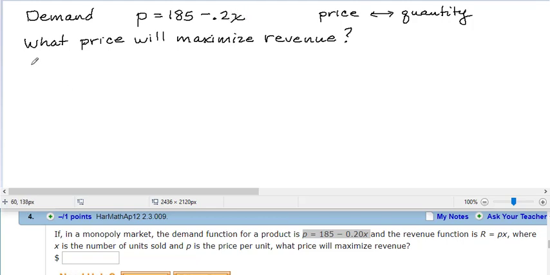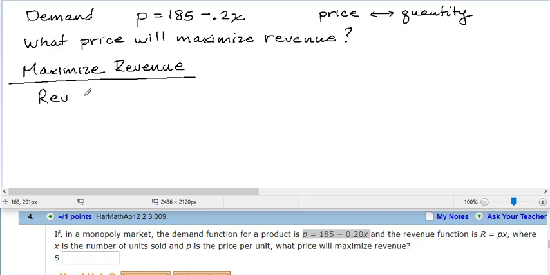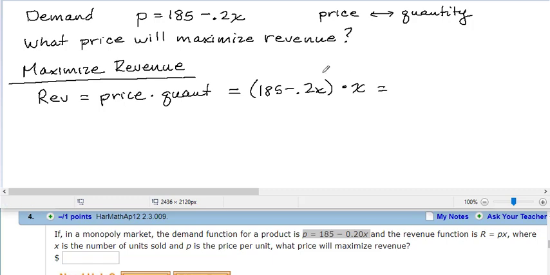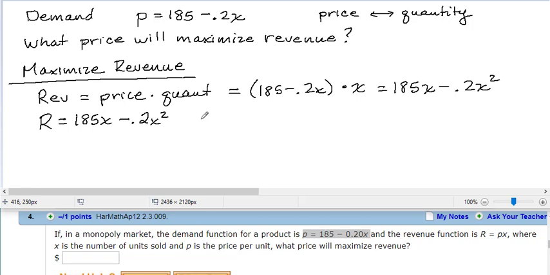Since we're asked to maximize the revenue, the first thing we need to do is build a revenue function. But price, I know, equals 185 minus 0.2x. And so I will substitute that expression in for price. And then times quantity. Quantity is x. Now I can distribute the x through, and I have built a revenue function that is a function of a single letter x. So given a revenue function, how do you find the maximum?